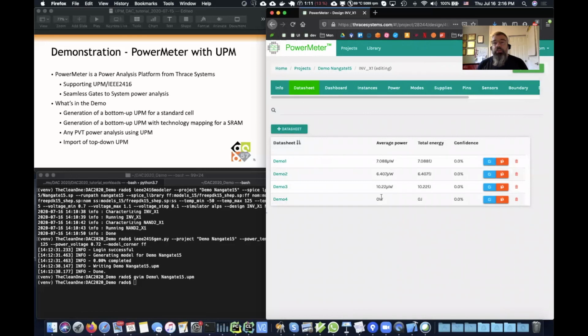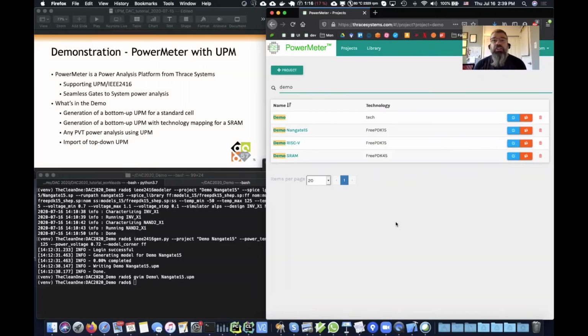This will appear here. As you can see, now with all of this, we can produce power at any process, voltage and temperature point, and we can see where our highest power is, where our lowest power is. All this with one single power model.